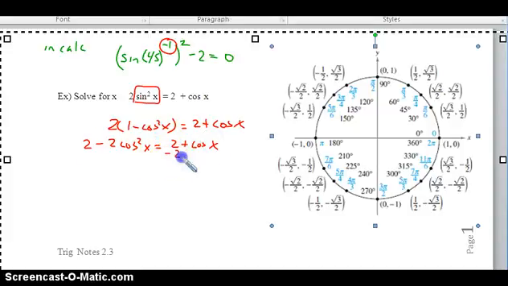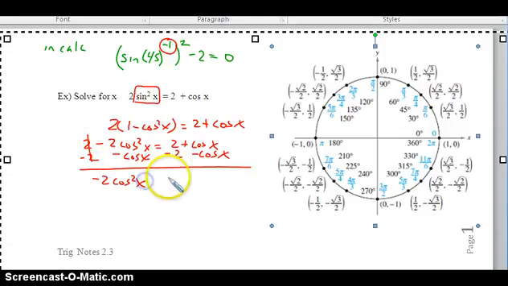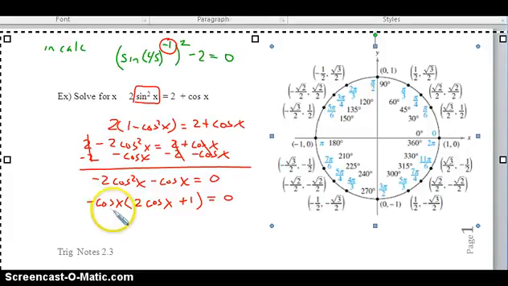And then I'm going to move everything over to the same side of the problem so I can get it to be equal to 0. So those cancel out. Negative 2 cosine squared x minus cosine of x equals 0. And next I'm going to factor this by taking out the greatest common factor. I'm going to make it be a negative cosine. So this would be then 2 cosine of x plus 1. And now I can set these both individually equal to 0. Negative cosine of x equals 0, and 2 cosine of x plus 1 equals 0.